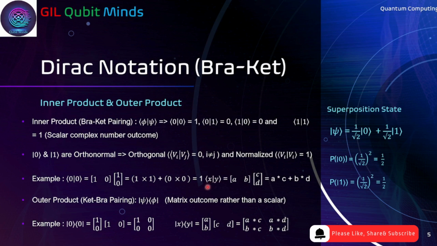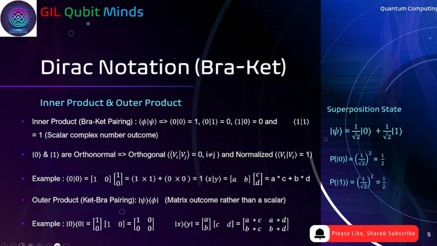So if I generalize this one, x and y, by replacing any term with a and b and c and d, then this will be the output: ac and bd. For the outer product, we are getting ξ Ket and φ Bra. If we multiply, we are getting a matrix multiplication.